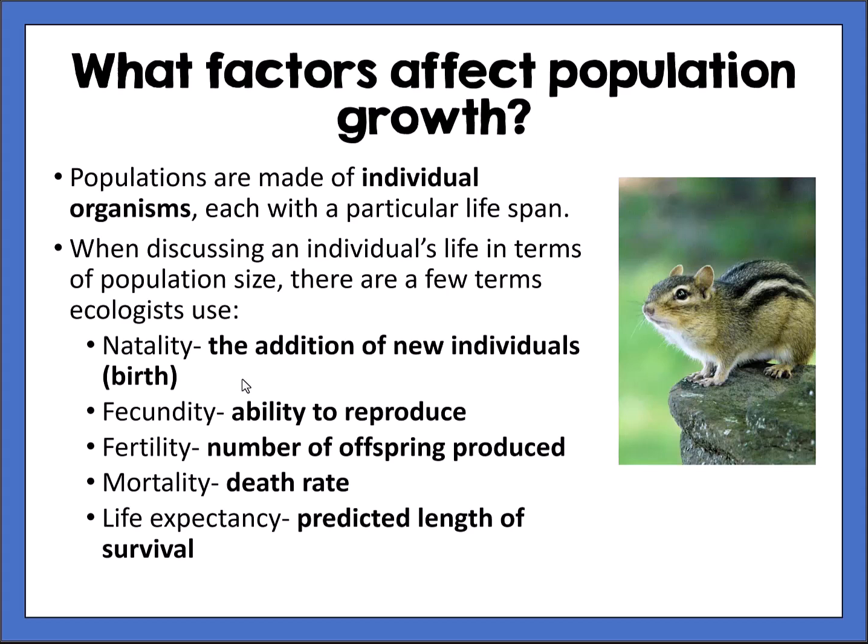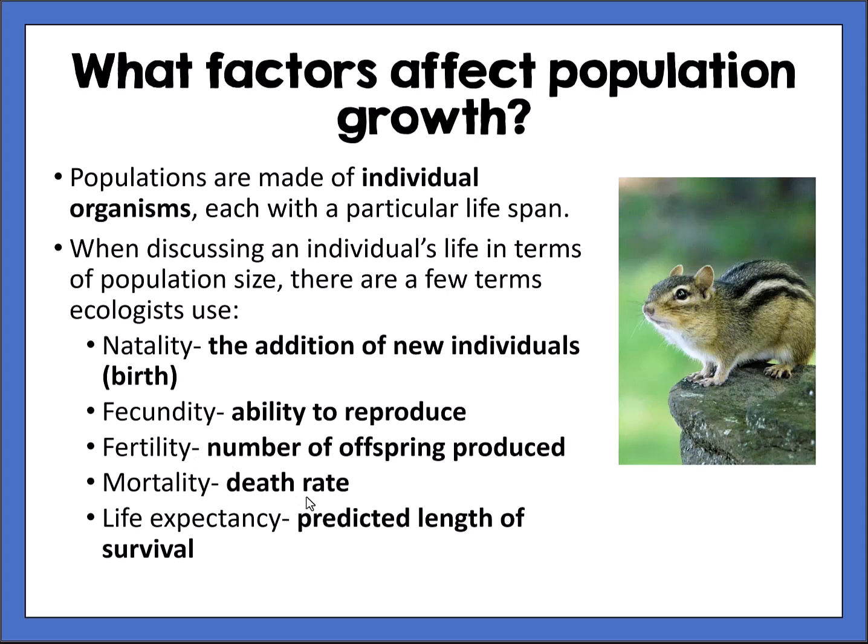Fecundity is the ability of an organism to reproduce. So how fertile is the organism? How many times a year can it reproduce, or how many times a decade even can it reproduce? Depends on the organism. Fertility is the number of offspring produced. Obviously, some organisms can produce litters of lots of offspring, even if we're talking about mammals here. If we're talking about invertebrates or insects, we might be talking about thousands of individuals produced.